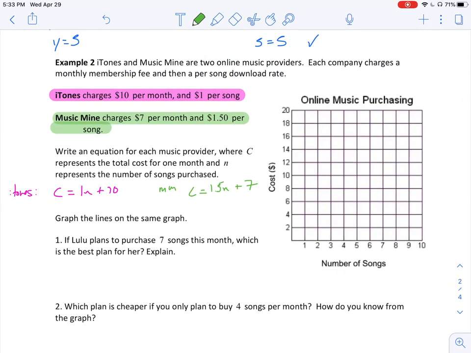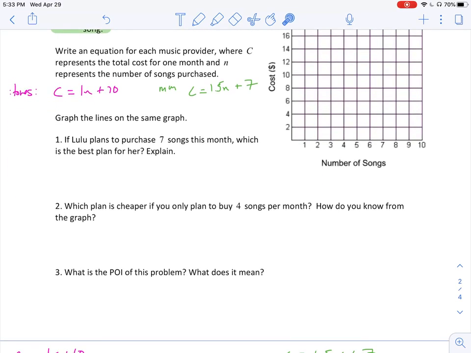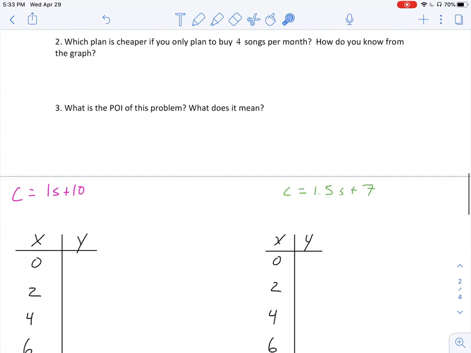Before we do that, I'm going to show the additional step of how we get our coordinates to place on the graph. So if you create a table of values for each of these equations, it would look something like this. I just substituted S for number of songs, N is above. Either way, it's the same equation.